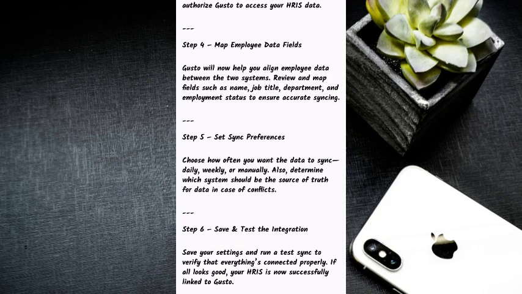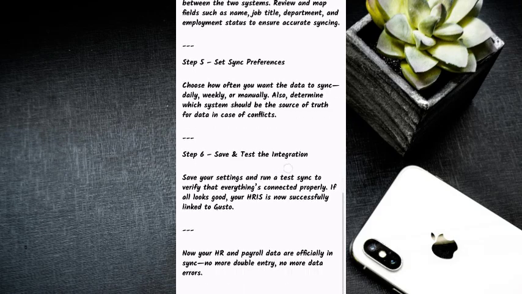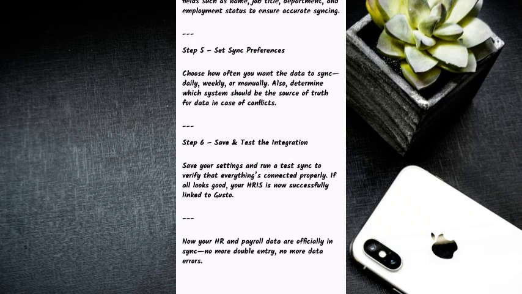Step 6, save and test the integration. Now that you're done with that, just save your settings and run a test sync to verify that everything's connected properly. And if all looks good, your HRIS is now successfully linked to Gusto. Now your HR and payroll data are officially in sync. No more double entry or data errors.